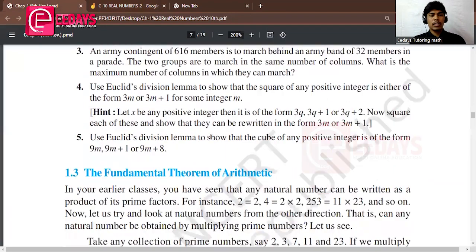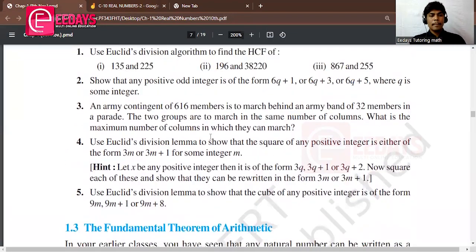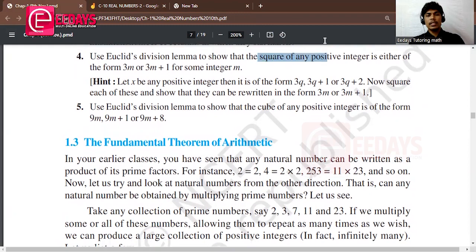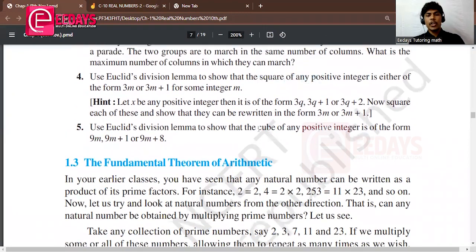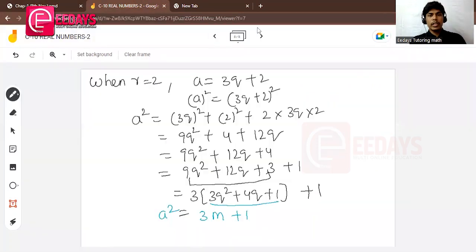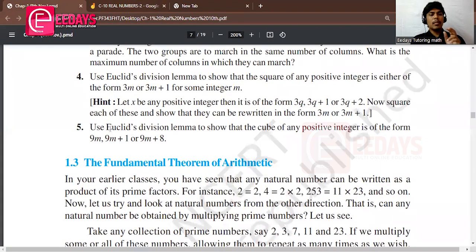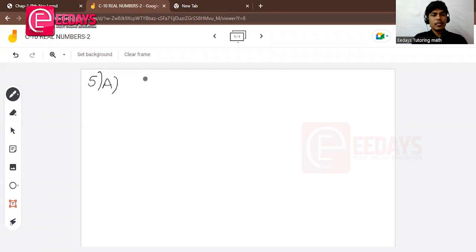Let's move on to the next question, the last question. Use Euclid division method to show that the cube. In the previous question we did the square of any positive integer; this time it would be the cube. The same method, 9m plus 1. So let's do it here. This is the last question, the fifth question. We don't require any hint here, 9m plus 1.